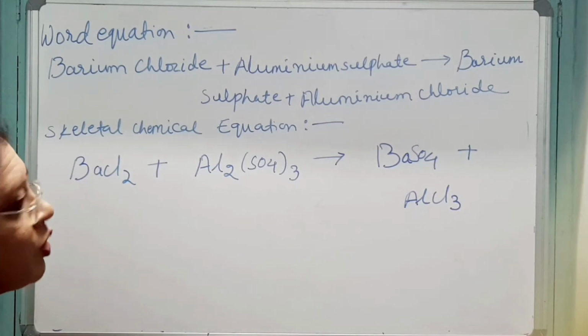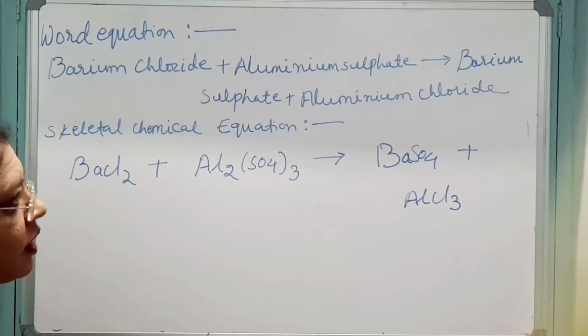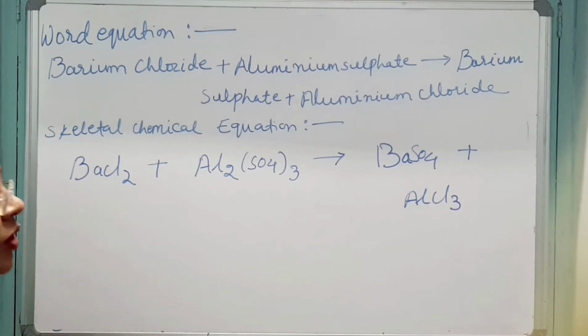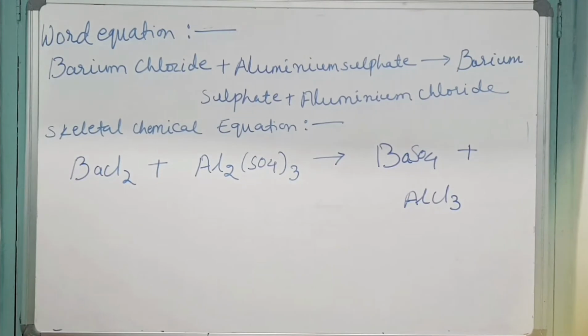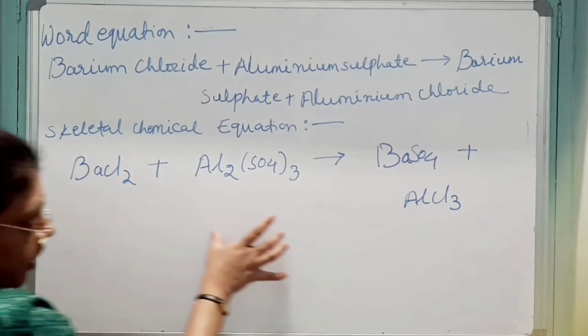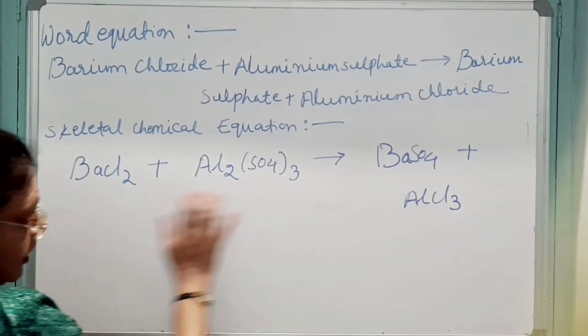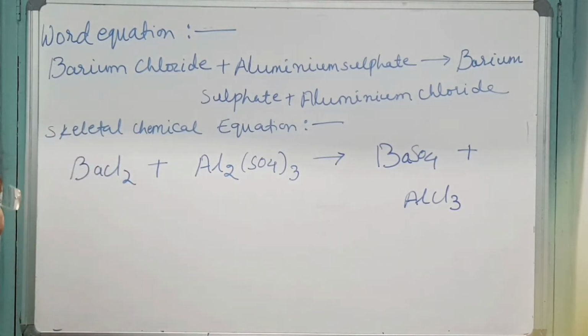As I have told you in the earlier video, according to the law of conservation of mass, matter can neither be created nor destroyed. It can just be changed from one form to another. In other words, the number of atoms on the reactant side should be equal to the number of atoms on the product side, meaning the mass on the reactant side should be equal to the mass on the product side. So first we will see whether both sides have the same number of atoms or not.